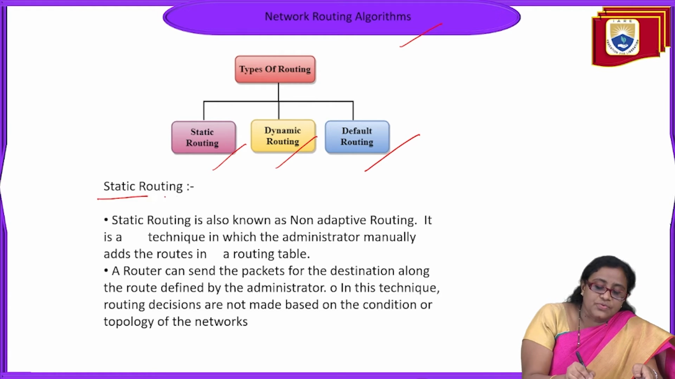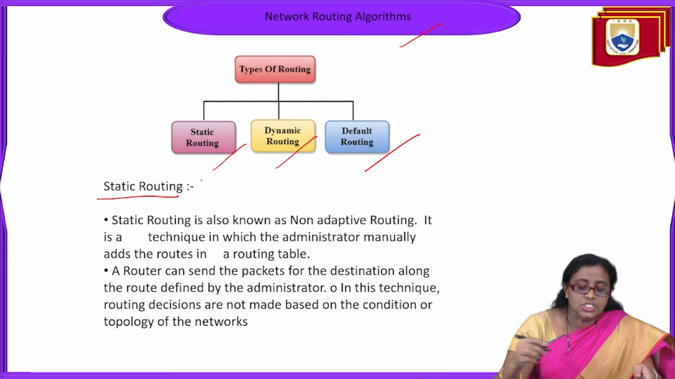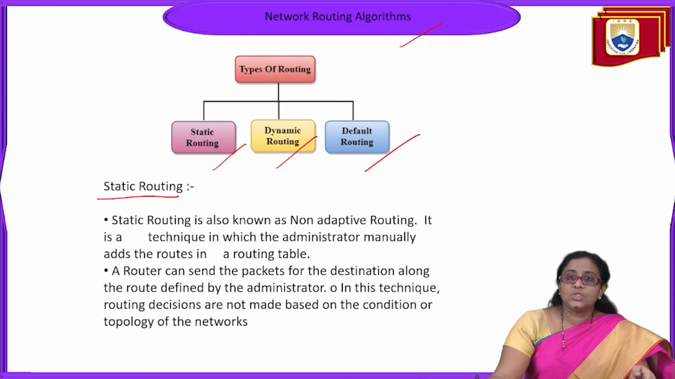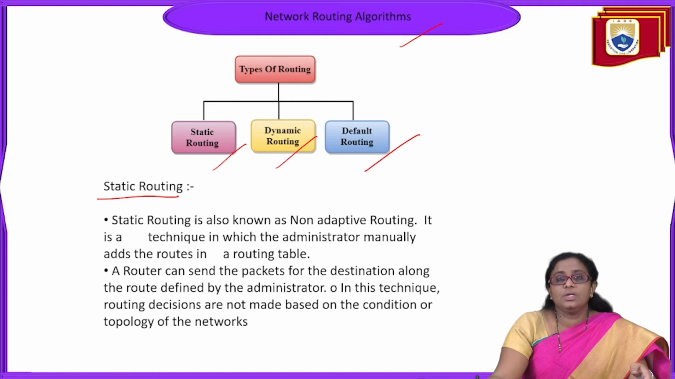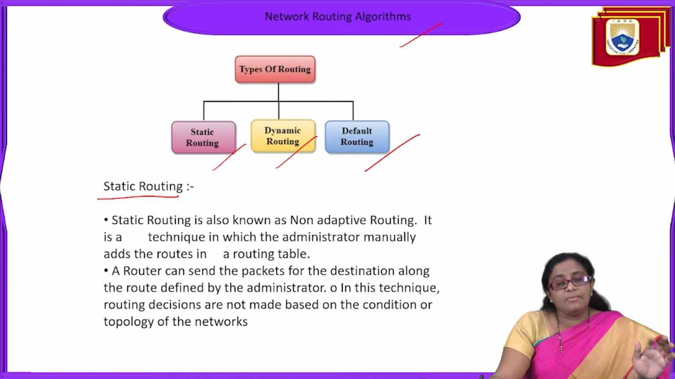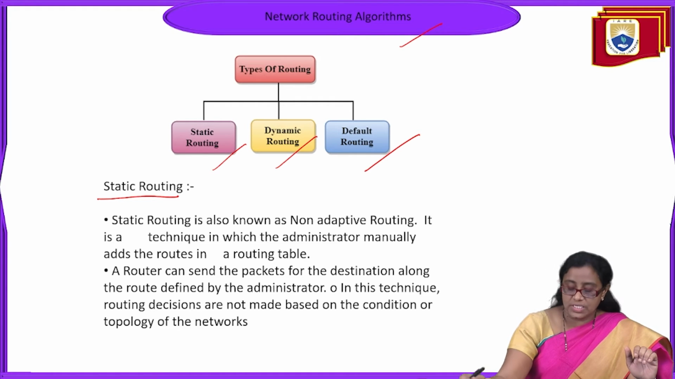Coming to the first one, according to the pictorial representation, this is the static routing. Static routing is also known as non-adaptive routing, and it is a technique in which the administrator manually adds the routes in a routing table. A router can send packets to their destination along the route defined by the routing administrator. So in this technique, the routing decisions are not made dynamically, and they are based on the topology of the network, which is provided by the network administrator.